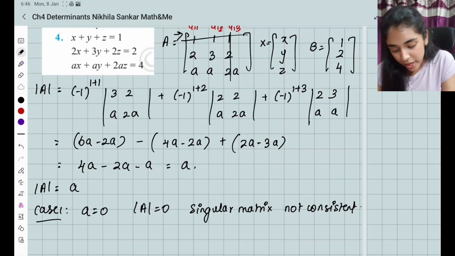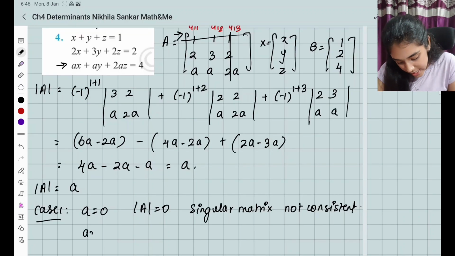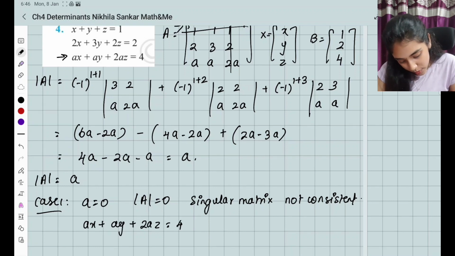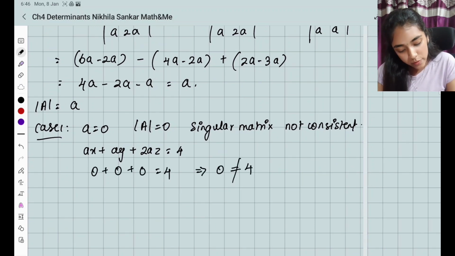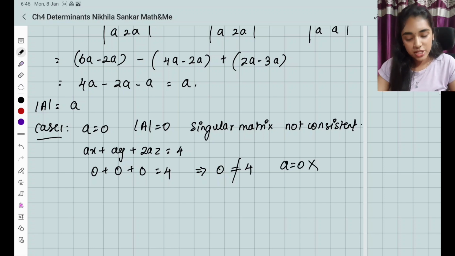So also you have the third equation which says ax plus ay plus 2az equals 4. So in that, if we put 0, what happens? 0 plus 0 plus 0 equals 4. So from this you are getting 0 equals 4, which is not possible. So a equals 0 is not a possible condition. So we cannot do that.